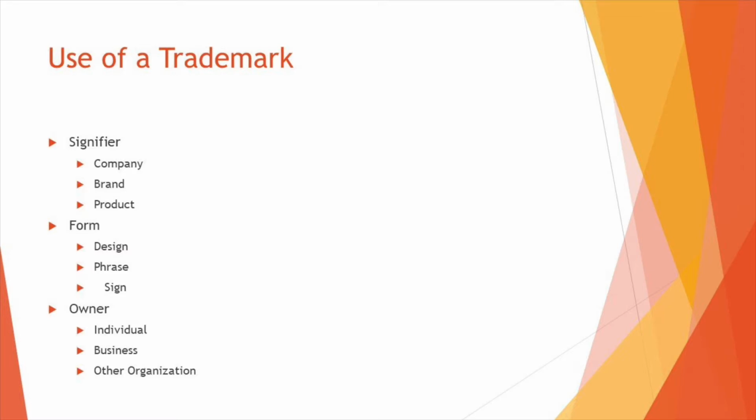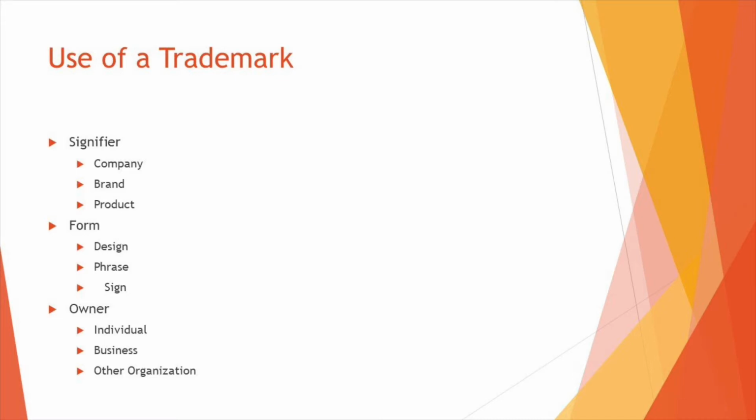Now, this brings us to the form that a trademark can take. A trademark can generally be in three forms. The first is a design, which is an arrangement of shapes or other visual elements to form an identifiable design. The second is a phrase, which is a combination of one or more words in a specific order. And the third is a sign, which is a combination of a phrase and a design.